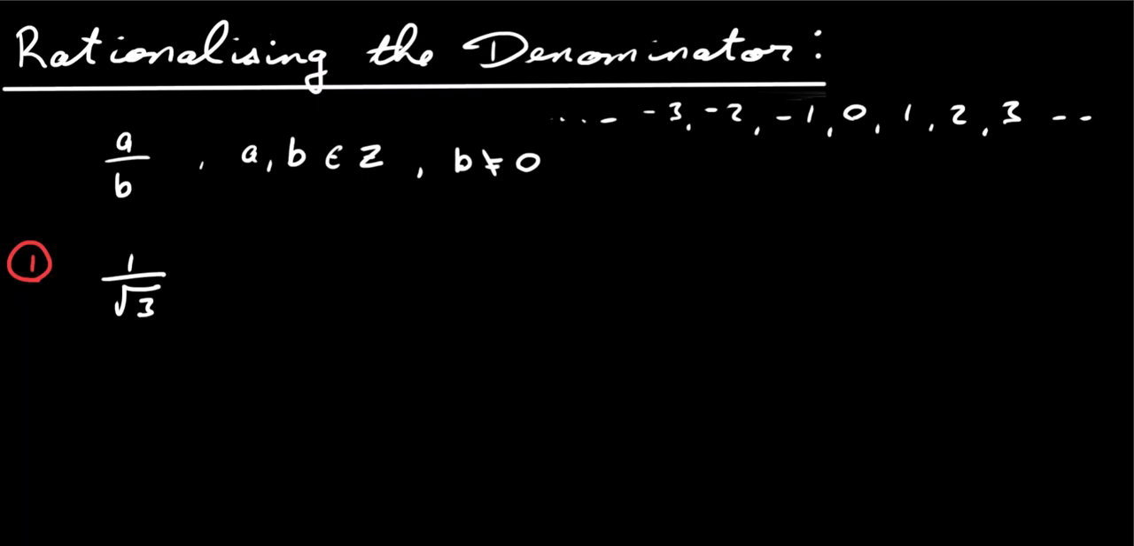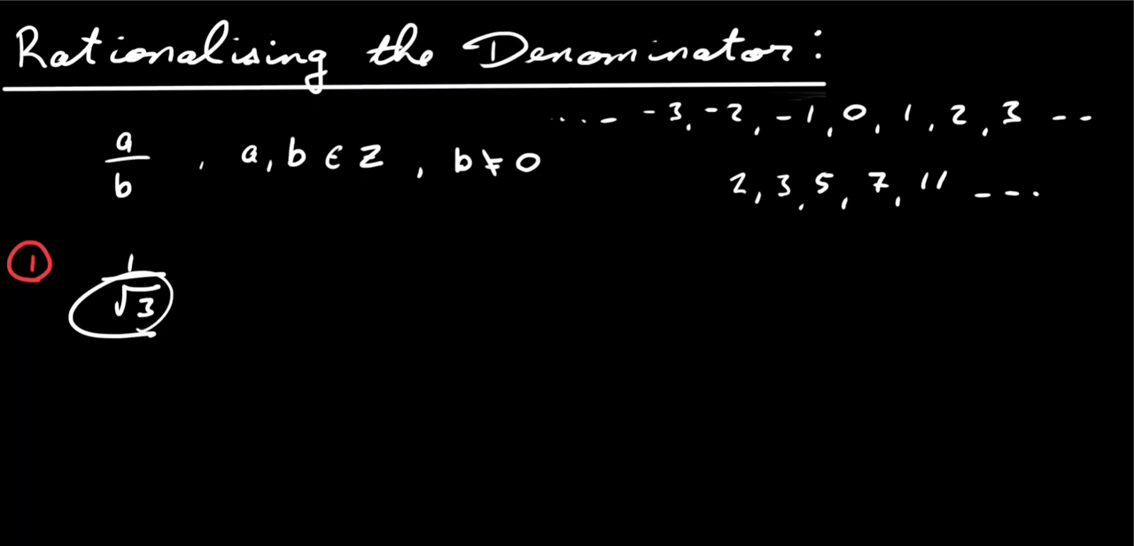Prime numbers, remember, are numbers that start with 2 and then 3, 5, 7, 11, and so on. These are numbers that only have two factors: themselves, and 1. In this case, 3 is a prime number. The square root of 3 then is called an irrational number. You can't express the square root of 3 as a fraction. So let's see if we can rationalize the denominator.